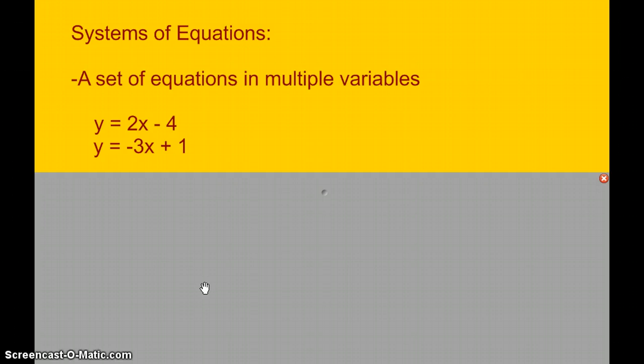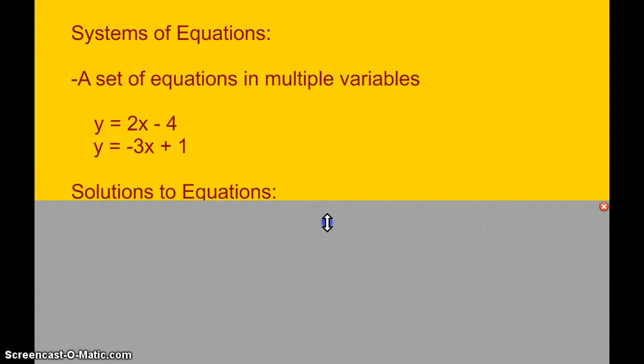You can have a system of three equations where you would have three variables. We're going to get to those later. To start with, though, we're just going to look at a set of two equations that have two variables.